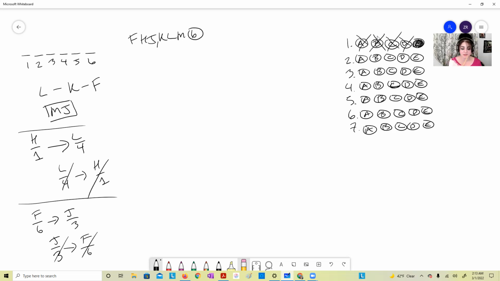All right, let's look at number 2. This wants to know what is the smallest number of students that could be to the left of F. I can answer that by looking at my rules. The answer is C, 2.